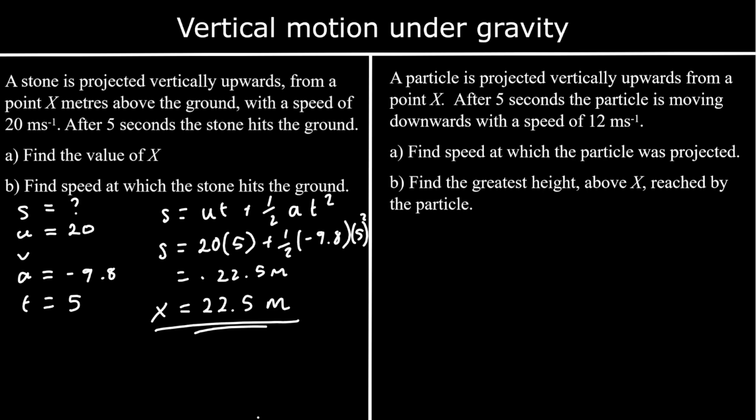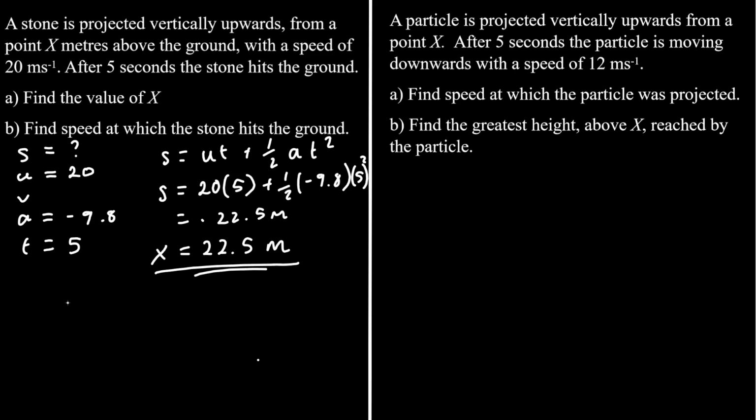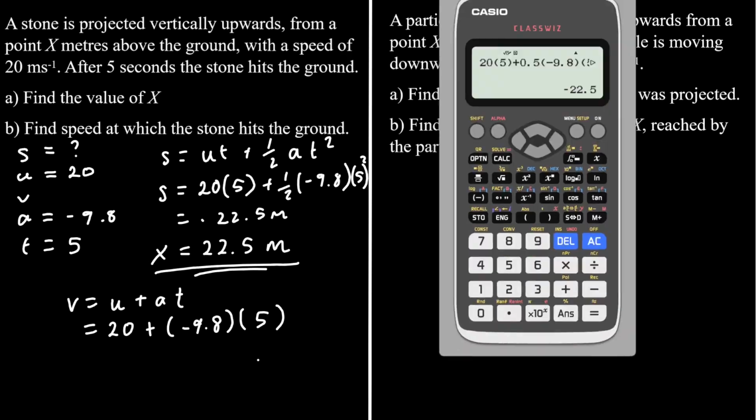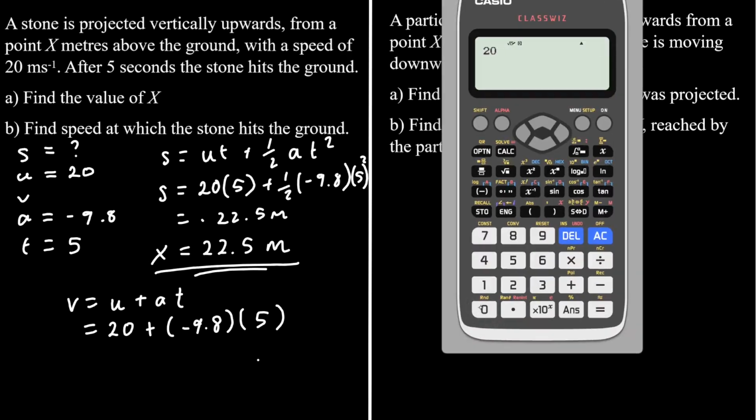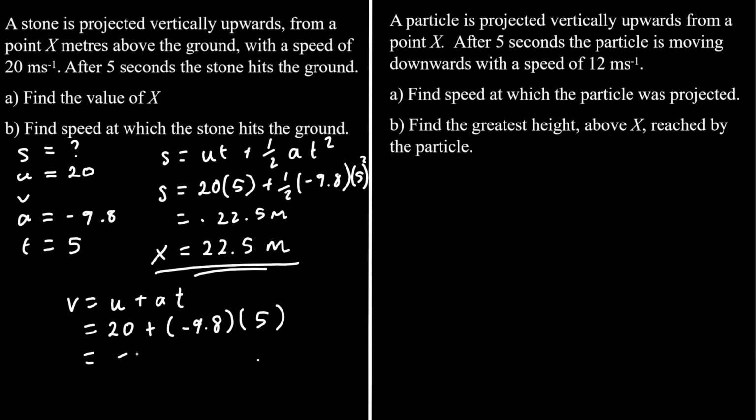Find the speed at which the stone hits the ground. So let's use v equals u plus at. And that's going to be 20 plus minus 9.8 times 5. 20 plus minus 9.8 times 5 is minus 29. So the final velocity is minus 29, which means the speed, because speed has got no direction, it can't be minus 29, it's just 29 meters per second.